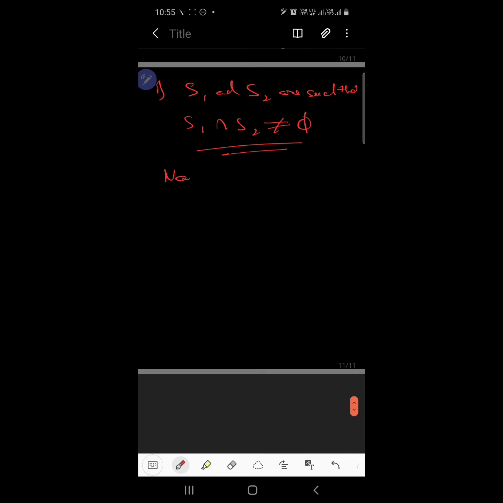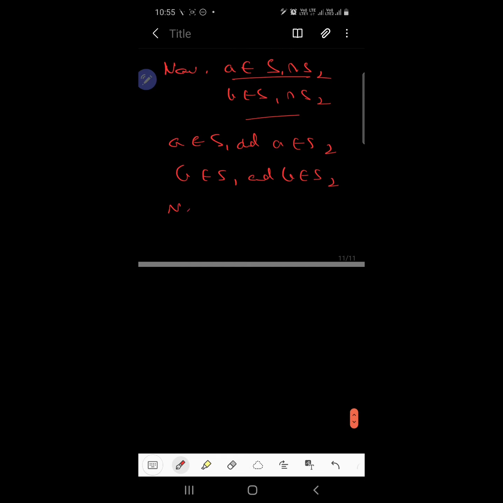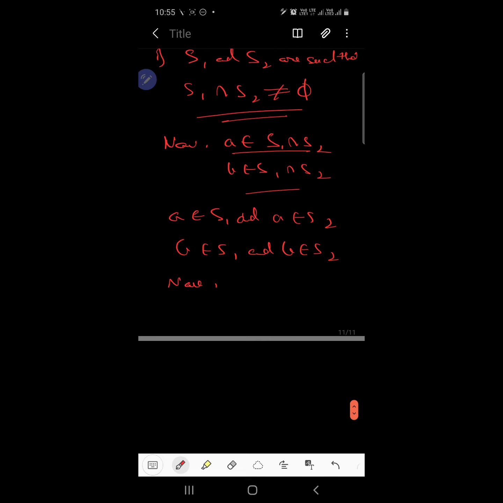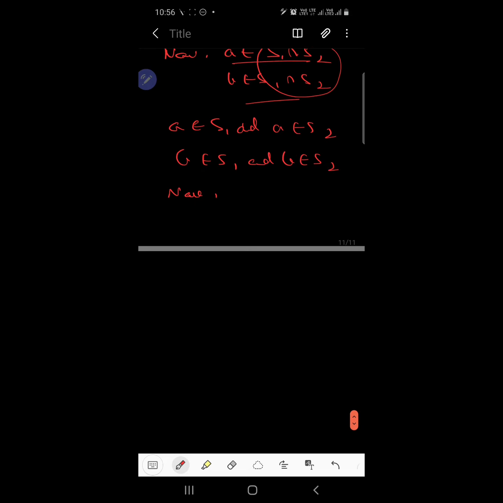So now let A belong to S1 intersecting S2 and B belong to S1 intersecting S2. Now what do these two statements mean? These two statements mean that A belongs to S1 and A belongs to S2. Similarly, B belongs to S1 and B belongs to S2. Now see, every subgroup of G will have the identity. So S1 and S2 contain the identity. That means that S1 intersecting S2 will always have an identity element in it. That is the first thing.